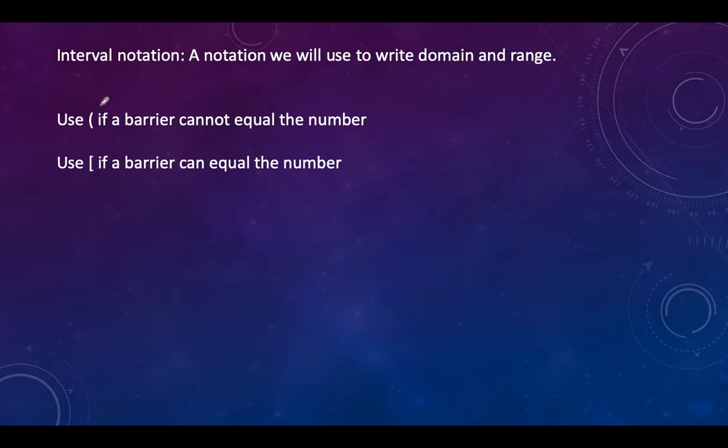There's a couple rules. We're going to use the curved parenthesis, typical parenthesis, if a barrier cannot equal a number. That's a rule that you need to remember, so maybe write that down if that helps. And then we use the square bracket if the barrier can equal the number. Okay, and so that's really the only tricky part here.